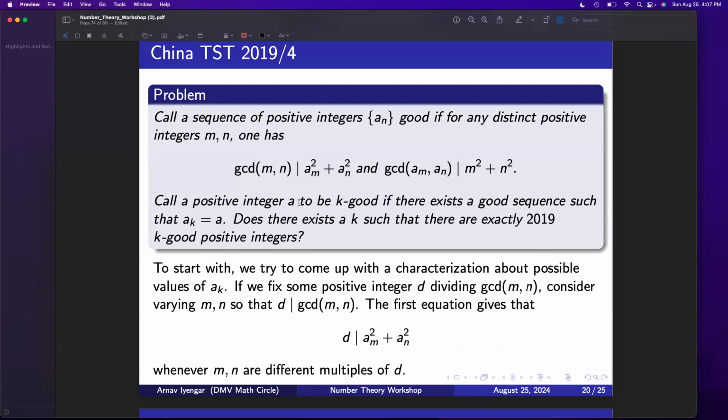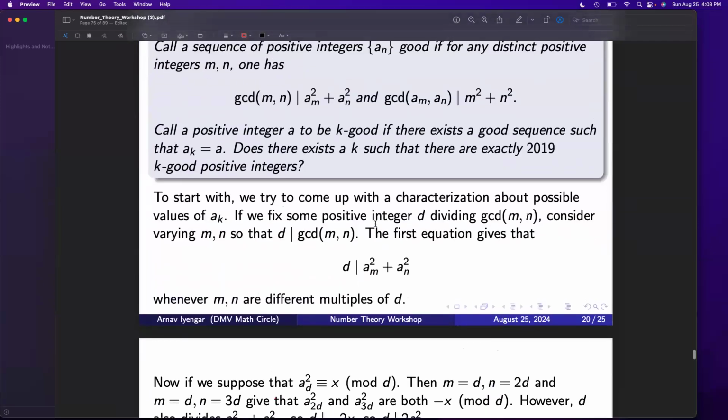However, what if you just take 3 multiples of d? This means that for any m that's a multiple of d, a_m squared has to be the opposite in mod d of a_n squared. So you'll have three numbers whose squares are all opposite to each other. We can see that this obviously means that they all have to be equal mod d.